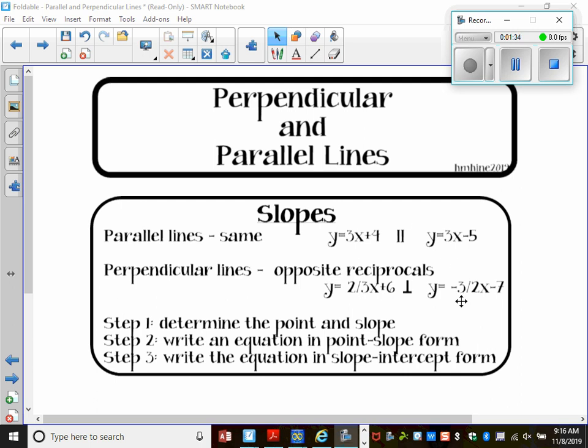Perpendicular lines have opposite sign and reciprocal slopes, which means, see how this slope is 2/3 and this one is -3/2. That means you take the opposite sign and then you reverse the numerator and denominator. So these two lines would be considered perpendicular.